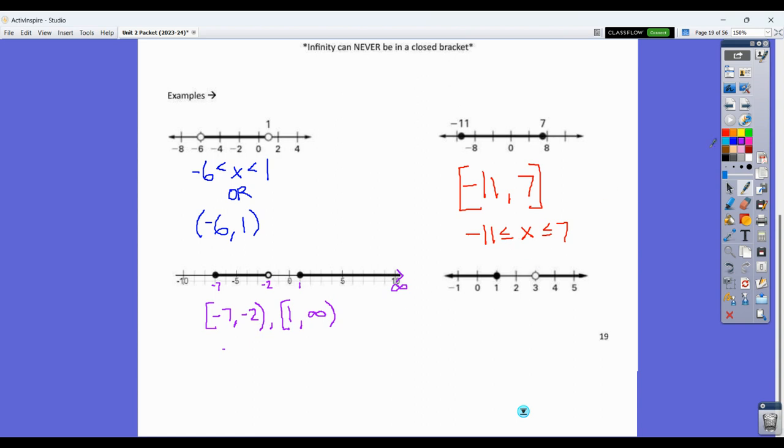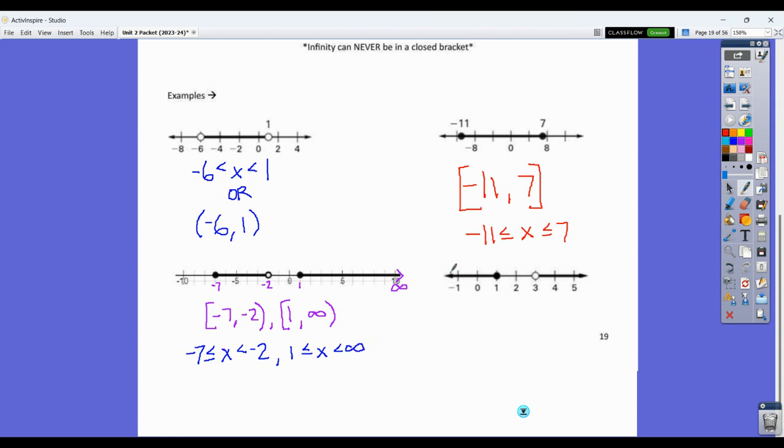Now, once in a while, you may actually see somebody write a U in here. That just means in union with this. So we have these two united together. We don't have to do that. We can just put a comma in between. If you want to write this in inequality notation, you would write -7 is less than or equal to x, which is less than -2, comma, then you would do 1 is less than or equal to x, which is less than infinity. So you could write either one of those as well.